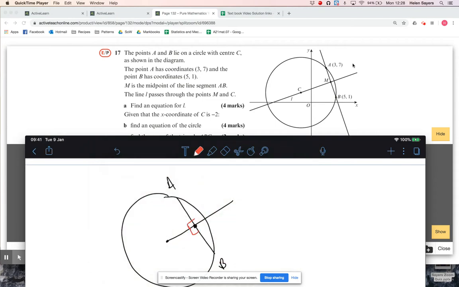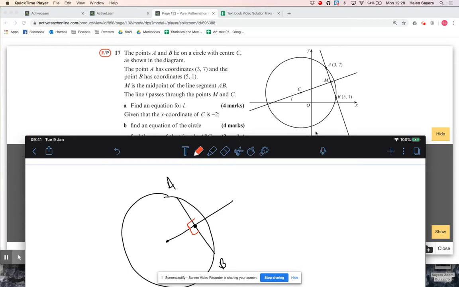That does mean that it will be perpendicular to AB, so that we will have two right angles there. I know they look like right angles, but if it doesn't indicate, then you must justify that they definitely are. Okay, so we want the equation of line L.